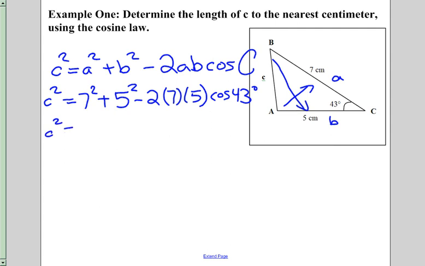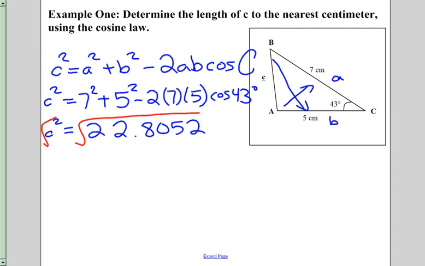Now, all of that can be written in one step on your calculator if you do so carefully. You will get 22.8052 approximately. And what you should tell your calculator to do is take the square root of that answer, square root both sides. We will get the approximate length of C, and it says in the question to the nearest centimeter, so we're going to approximate about 5 centimeters. So side C is 5 centimeters.